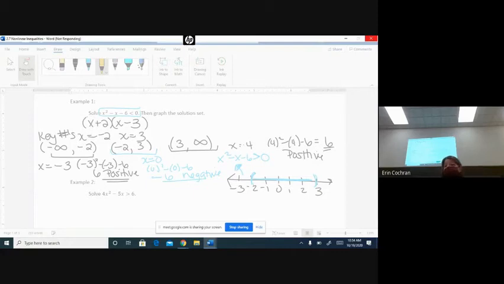Now example 2. We're going to solve this. If we want to solve this, the first thing is we always have to set it equal to 0. So go ahead and set that equal to 0. Let me start this back over.